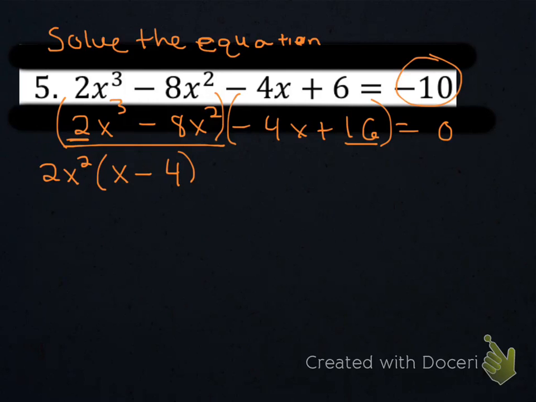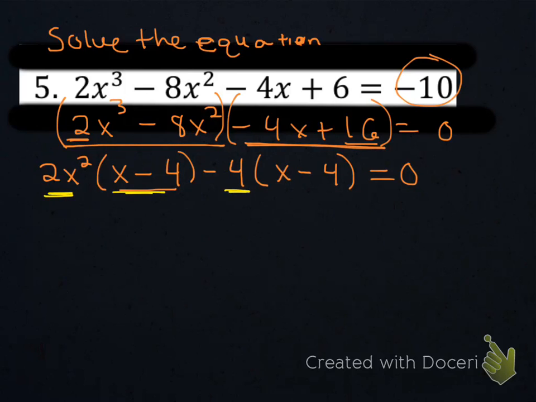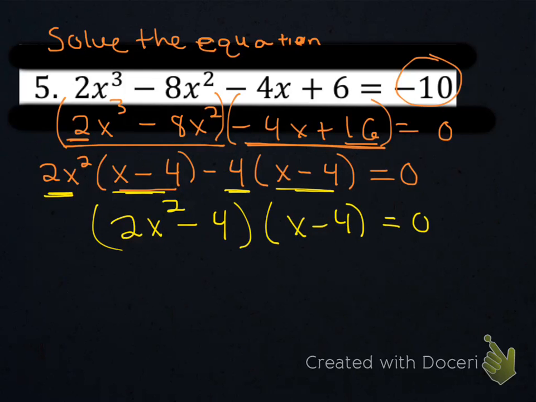So now what can we factor out of this second term so that we'll be left with an x minus 4? Well, we'll need to factor out a minus 4. So we'll factor out negative 4, x minus 4. And that's all equal to 0. Now, one of our factors will be what's outside of the parentheses, and the other will be what's left inside. So we'll have 2x squared minus 4 as one factor, and x minus 4 as our other factor. That's all equal to 0.